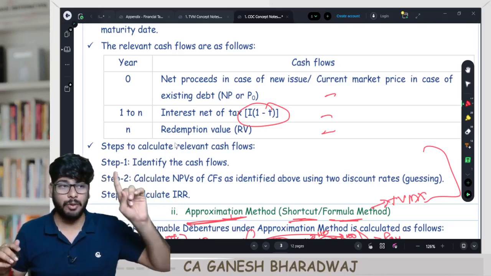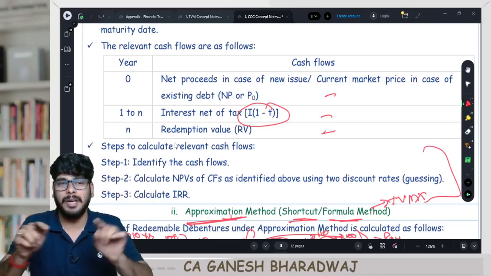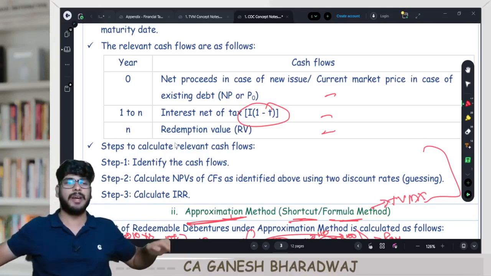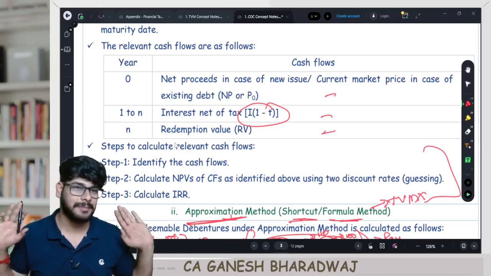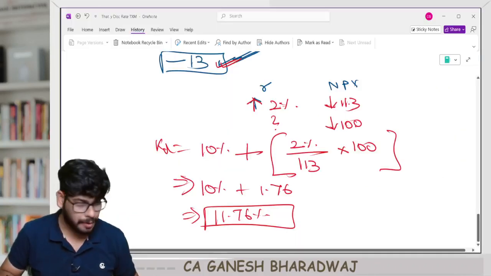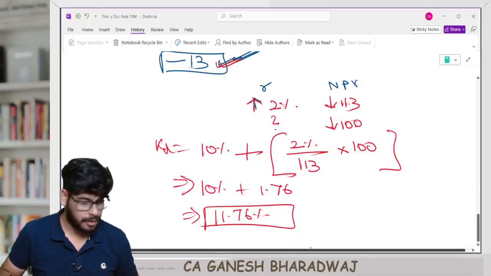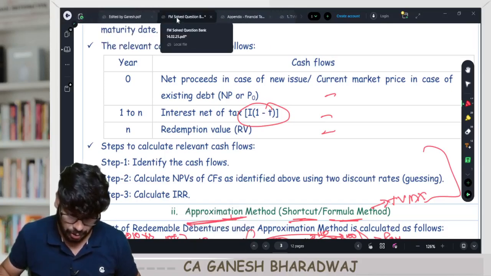So KD is equal to I into 1 minus T plus RV minus NP divided by N, the whole divided by simple average RV plus NP by 2. Here with this. Shall we do sums with respect to this particular thing? Right? One sum, you will just do it here. Take the next question.